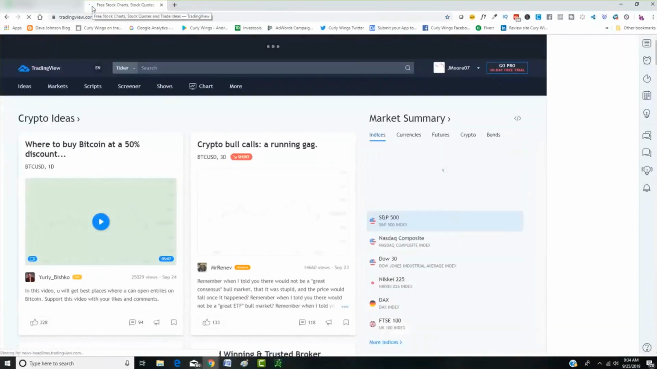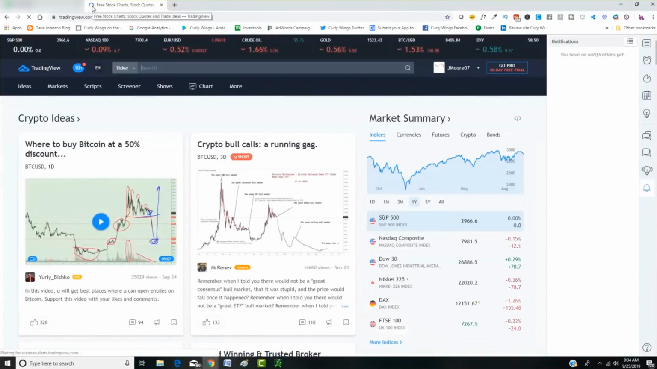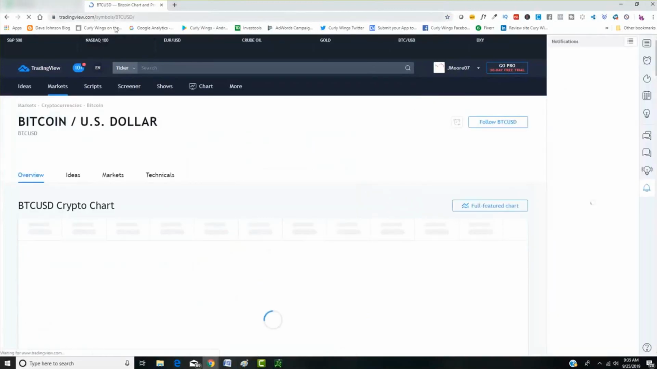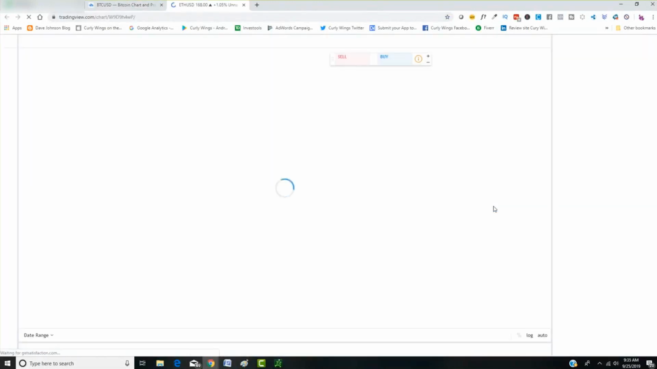Our TradingView right now, TradingView. That's the charts that I use. I like those charts. And then what I do is click on anything up top. This is tradingview.com, and go to full featured charts. Let me show you what I did.